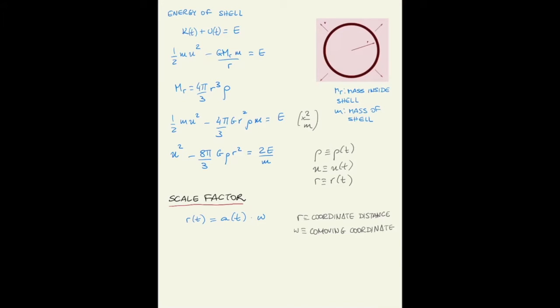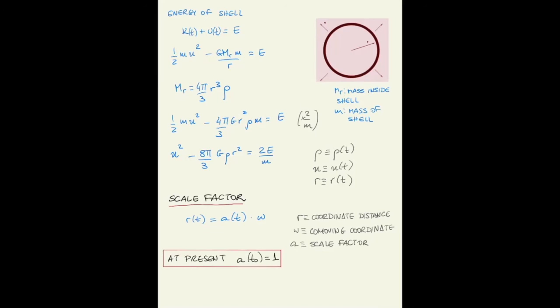And a is dimensionless and is called the scale factor. So omega carries a dimension and is not changing in time. a is dimensionless and is changing in time. So the idea is that each shell has its own value of the co-moving coordinate, and a is the scale factor of the universe that is changing. It's called the scale factor because it is the scale that we have to multiply the co-moving coordinate by to get to the coordinate distance.